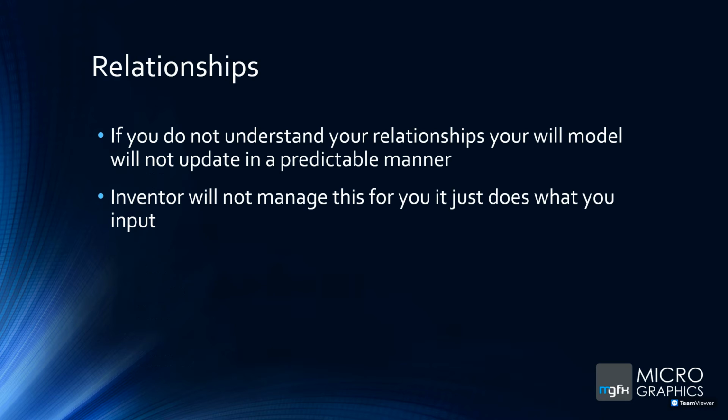Okay, just to reiterate, if you do not understand your relationships, your model will not update in a predictable manner. And Inventor doesn't manage this. Inventor is just a program. We input what we want out. So the more you input, the more you get out, but you must understand what you're inputting. As I say, garbage in, garbage out.